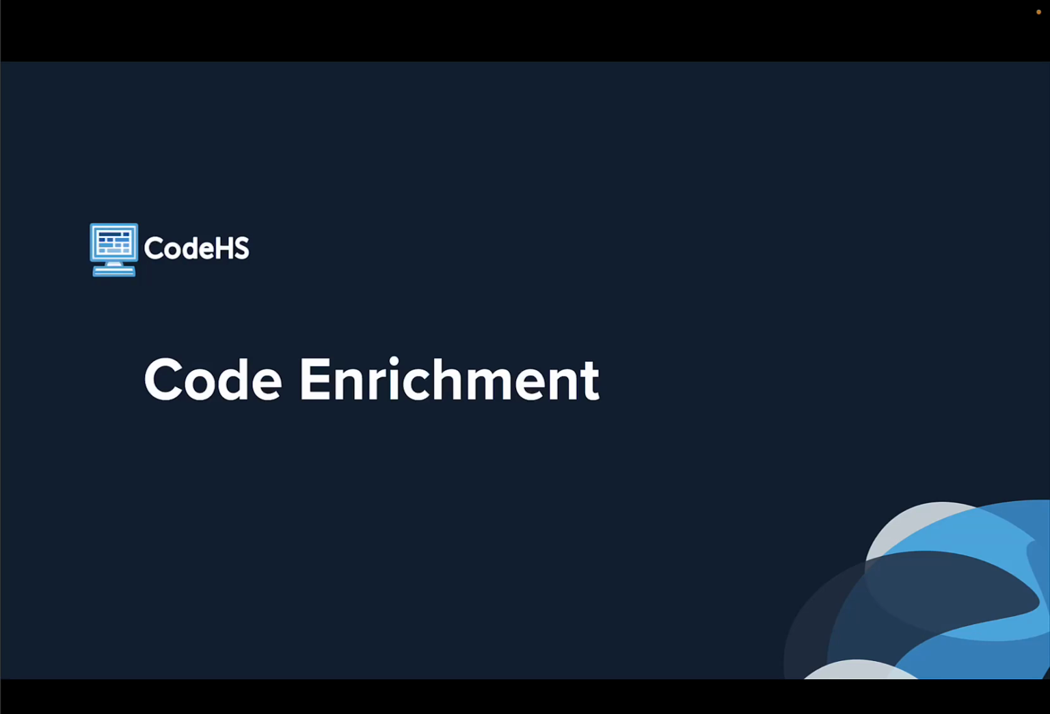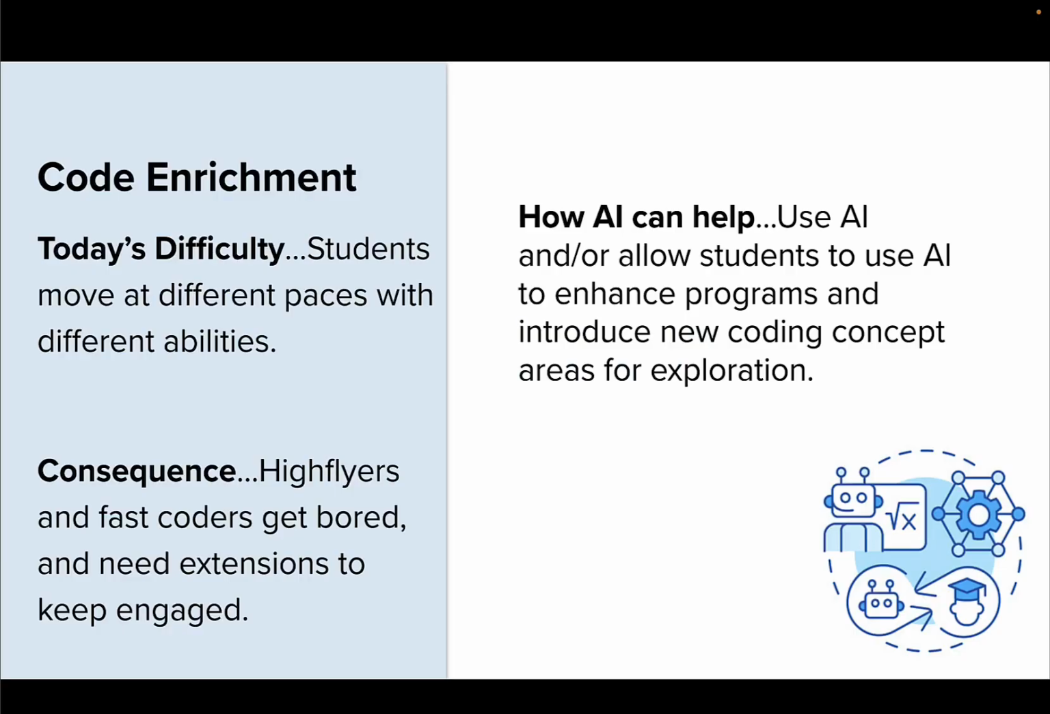In the previous lesson, we looked at using AI to help us debug code. Another great way to use AI and quickly meet the needs of your students is code enrichment. And this method is particularly good for helping meet the needs of fast flyers and high achievers.